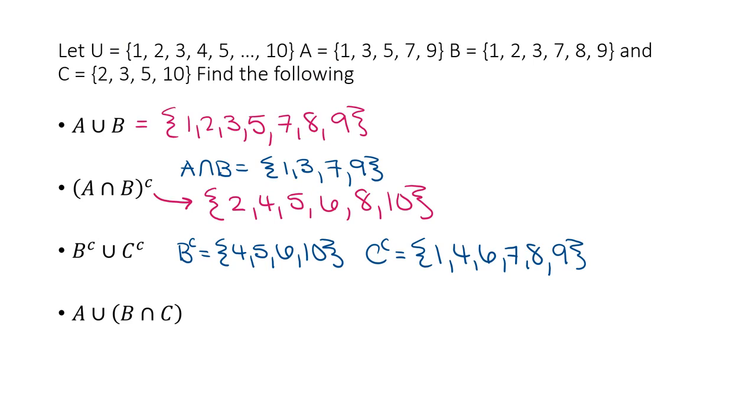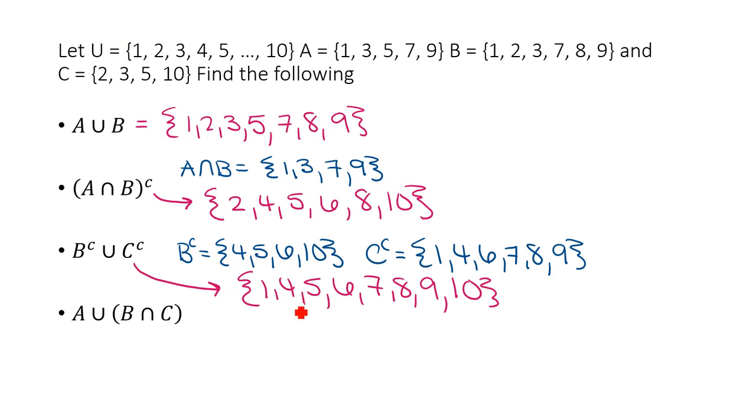Finally, I'm going to take the union of those two complements. So I'm just going to list everything in those two complements. So let's see, complement of B is 4, 5, 6, and 10. And then my complement of C is 1, 4, 6, 7, 8, and 9. And that would be my final answer.